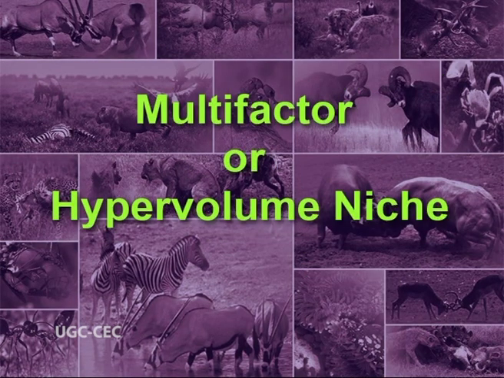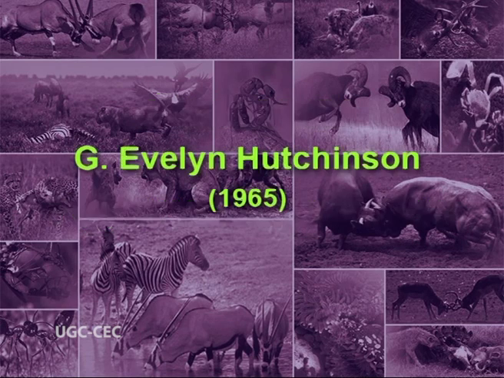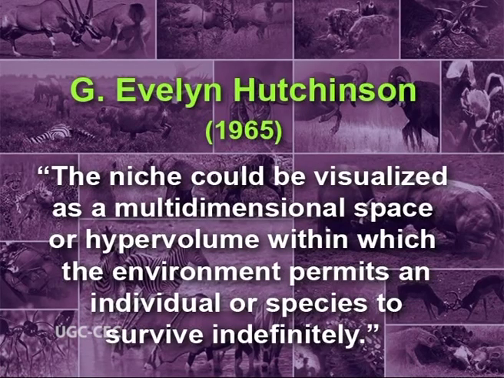Multifactor or hypervolume niche. Zoologist of Yale University, G. Evelyn Hutchinson, in the year 1965, developed the concept of an abstract n-dimensional hypervolume niche. He suggested that the niche could be visualized as a multidimensional space or hypervolume within which the environment permits an individual or species to survive indefinitely.